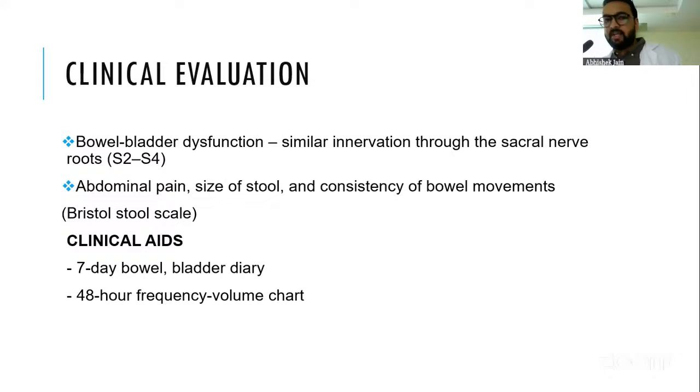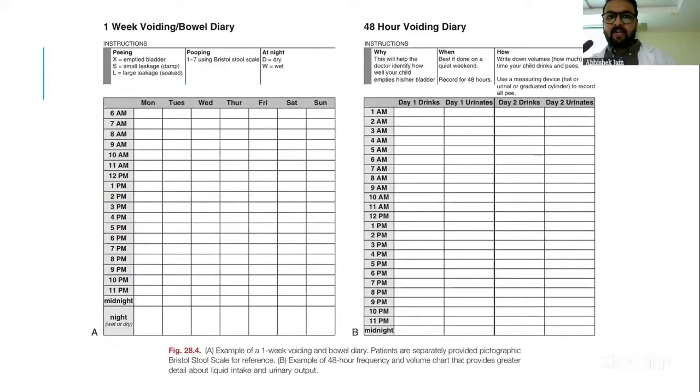Then we have some clinical aids: the 1 week or 7 day voiding and bowel diary. Here we mark if the bladder is emptied by X, and if there is dampening, meaning small leakage, it is marked by S, and the large leakage, that is soakage, is marked by L. The stools are marked according to consistency by the Bristol stool scale, which is provided separately. And at night we mark whether the child remained dry or wet.